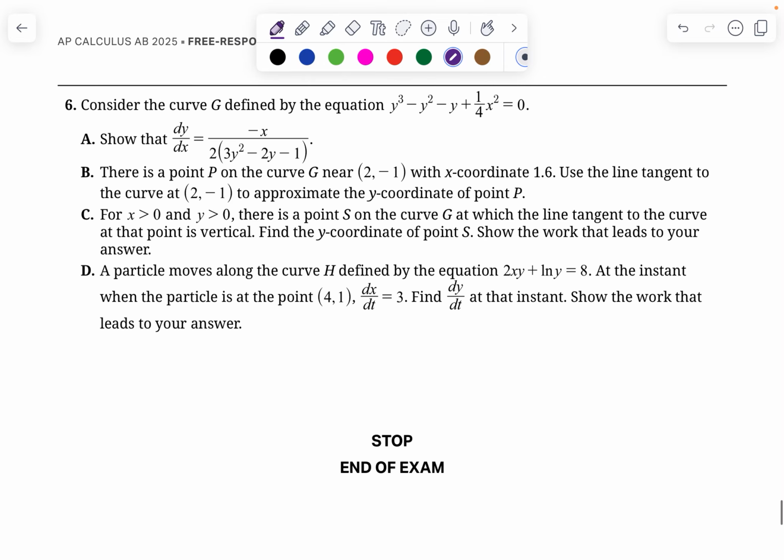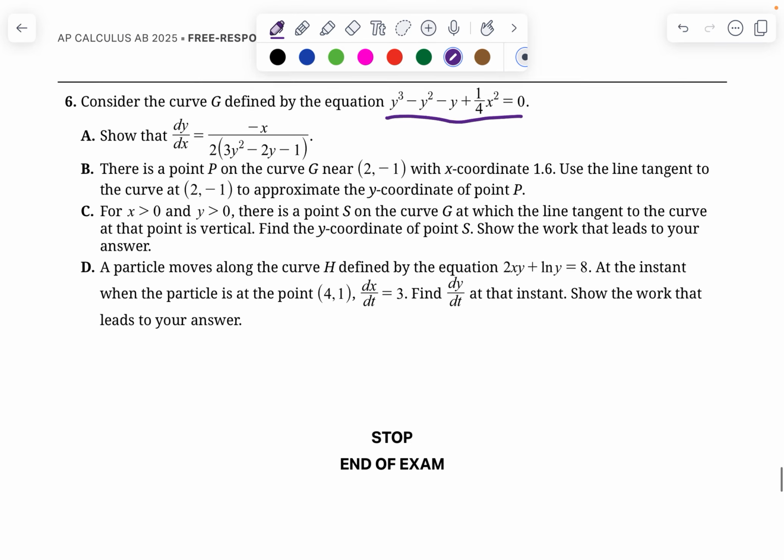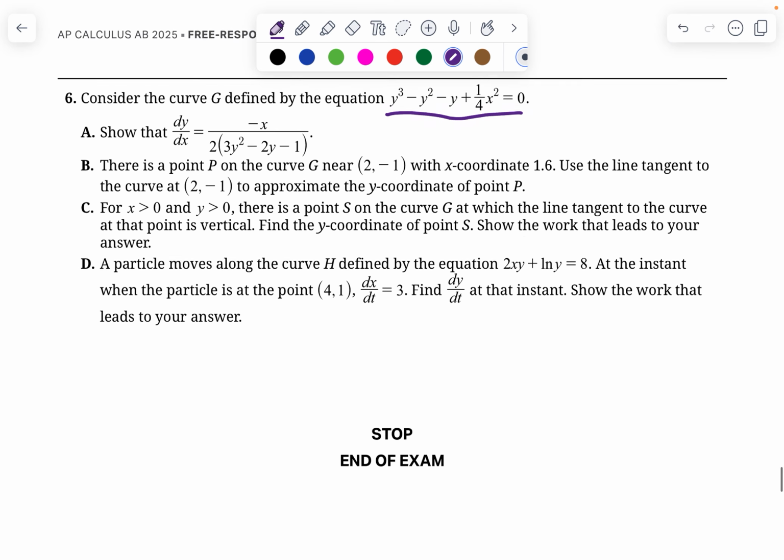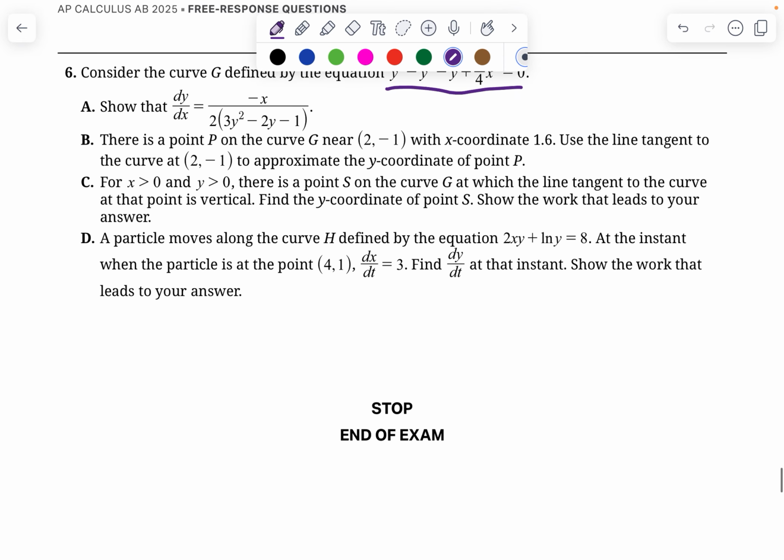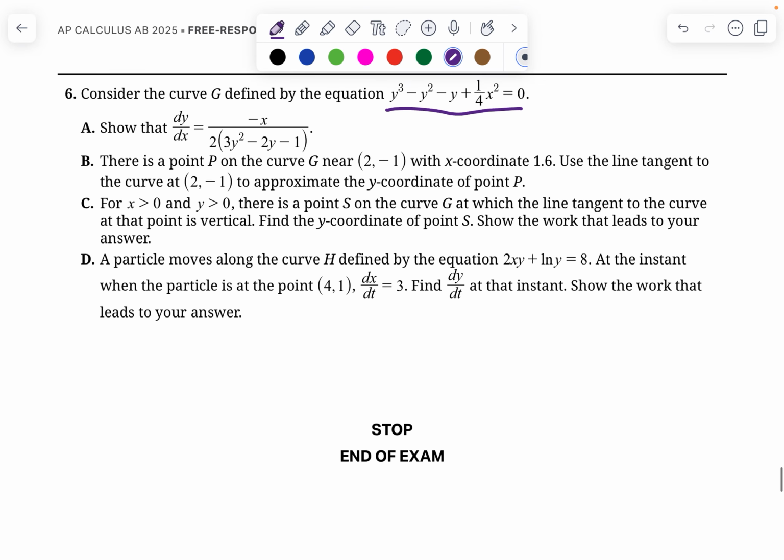All right, so our last problem here, we have been given this lovely curve G, and it is a nice implicit equation, right? So that means it's not solved for y, so we're going to have to use some implicit differentiation on this one. Thankfully, they have given us the answer. We just need to show that it is that.